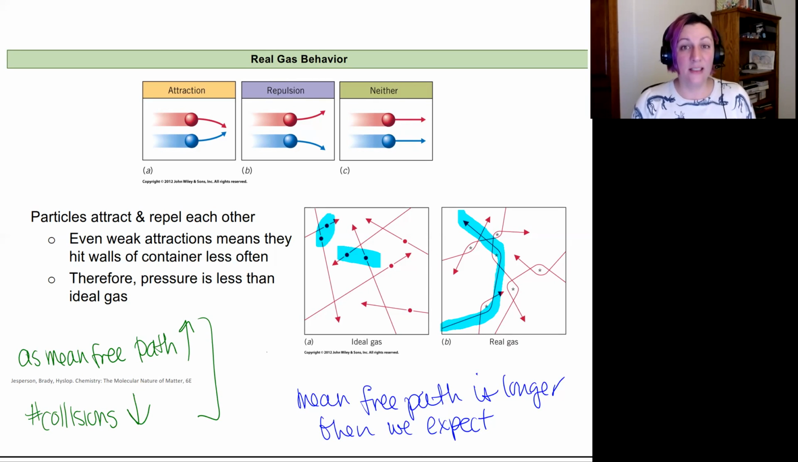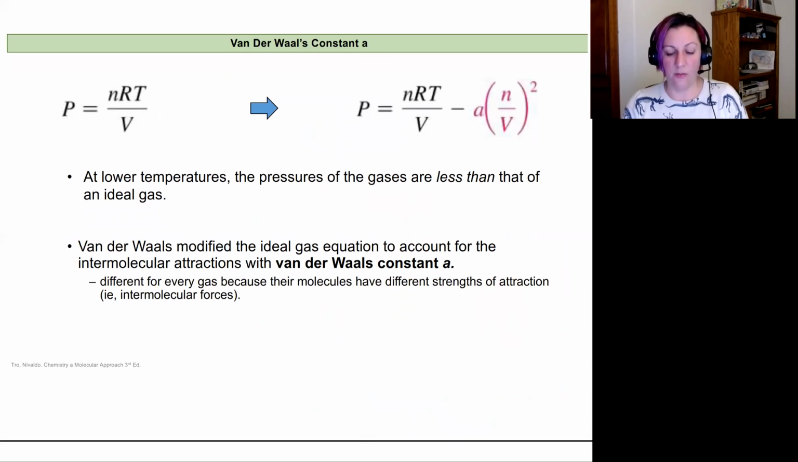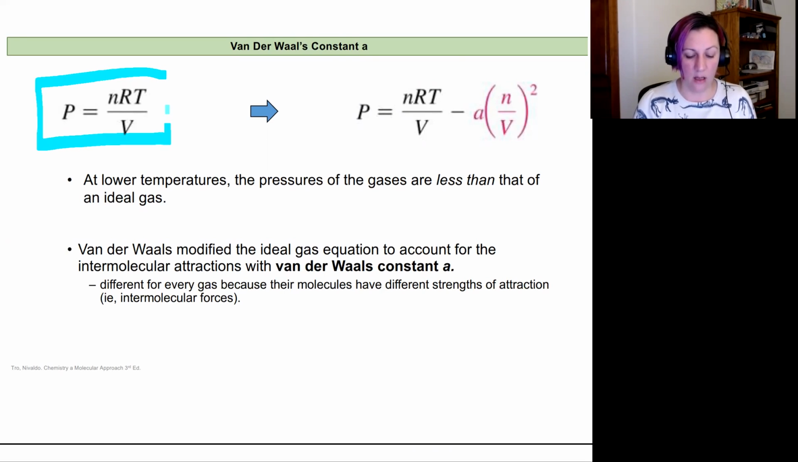And what that really means is if it takes a longer distance for this particle to go from container to container wall, our pressure will decrease. So that means that we'll have a smaller pressure than we would expect for gases that are at really high pressures or low temperatures. And so we can take our ideal gas law solved for pressure and add a correction factor, just like we did to the volume.